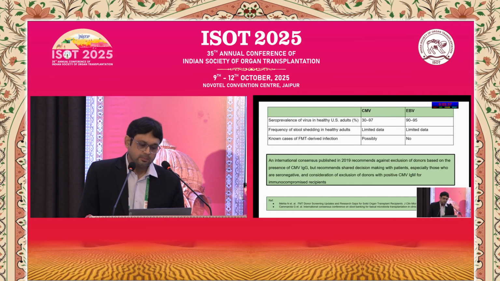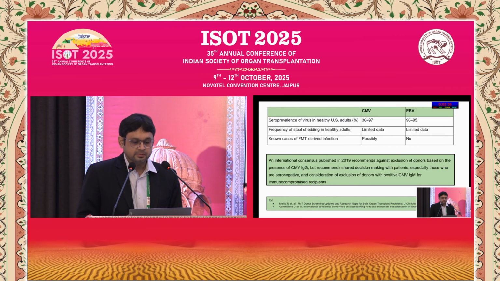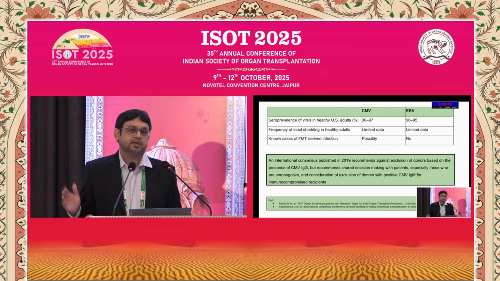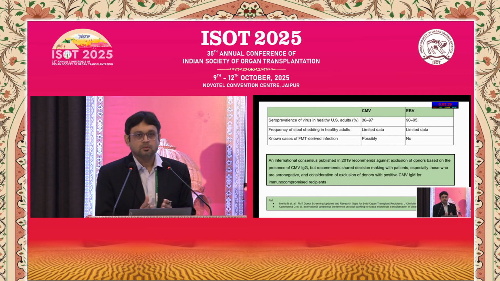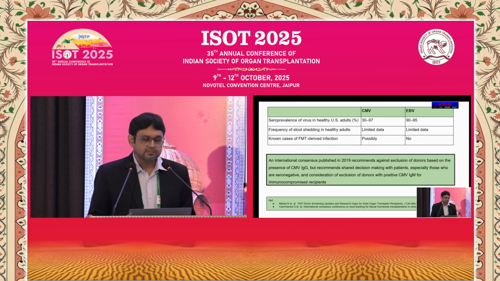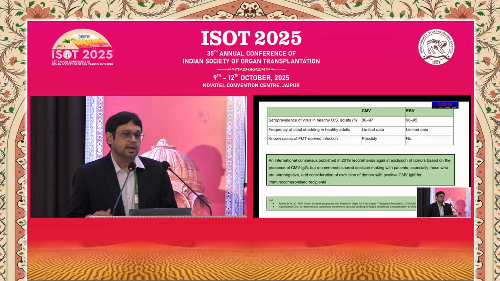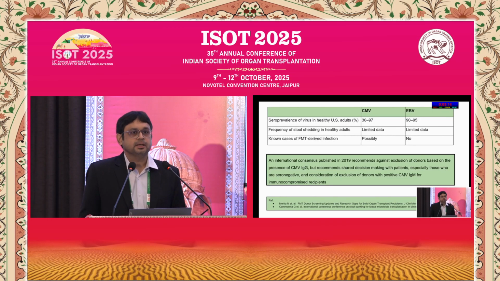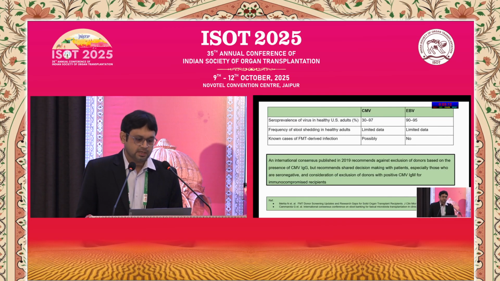One that was published in 2019 says that if you have a donor who is IgG positive and a recipient who is IgG negative, and by donor I don't mean the transplant donor, I mean the FMT donor, which happens very, very rarely in our settings, then you should have a conversation about the potential risks with the recipient. But you shouldn't exclude the donor just because he is CMV IgG positive.